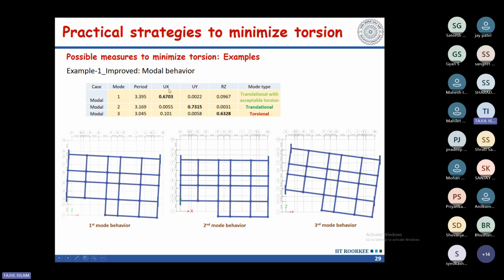See, these two terms, translational participation and rotational participation, are relative. If one quantity is increasing, automatically the other quantity will decrease. So your objective is to satisfy this more than 65. If this quantity is more than 65, the other will automatically be less. It will reduce.